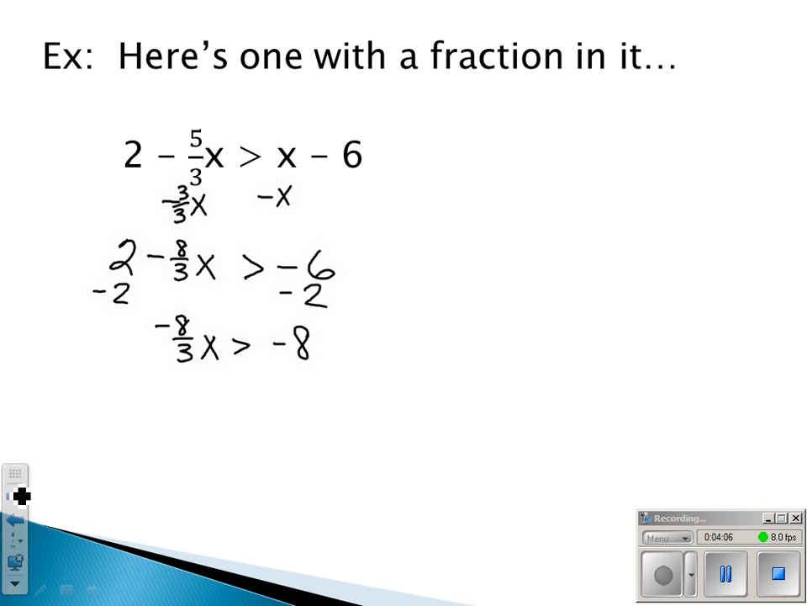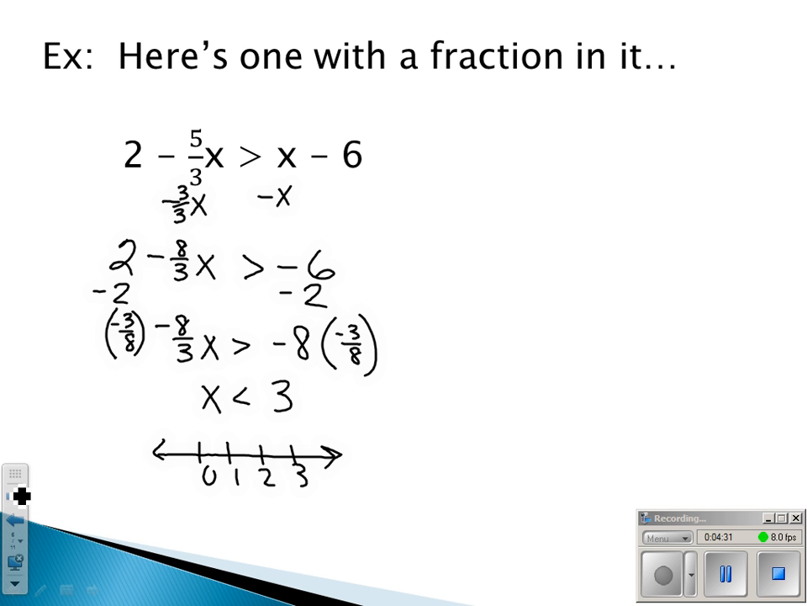Now to get rid of that fraction coefficient, multiply by its reciprocal. Our reciprocal is a negative value, so don't forget to turn around your inequality. And we get positive 3 on the right. If we were going to go ahead and graph this on our number line, less than 3 would give us the parenthesis at 3, and then the less than direction takes us to the left.